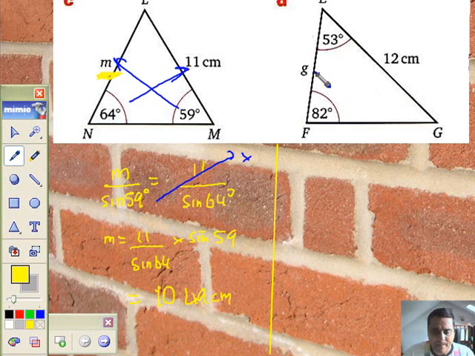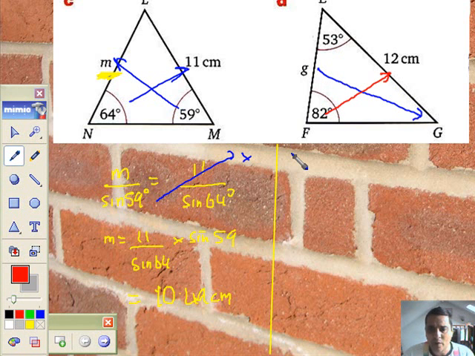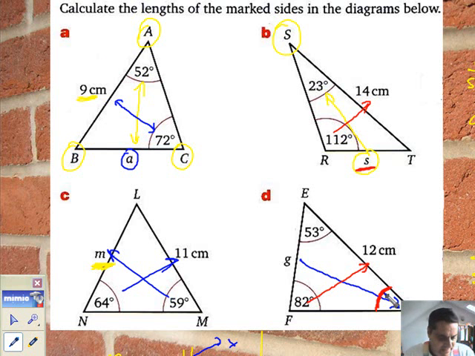Right, we want G. G goes with angle G, but I don't know what it is. And the angle 82 goes with the 12. So let's use the 53 and the 82 to get angle G first before we go any further. So let's write it in there now. 180, take away the 82 and take away the 53. We've got ourselves 45 degrees. So angle G is 45 degrees.